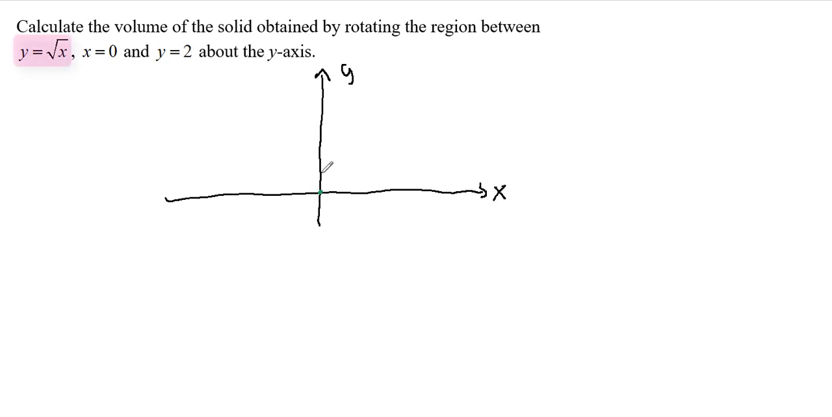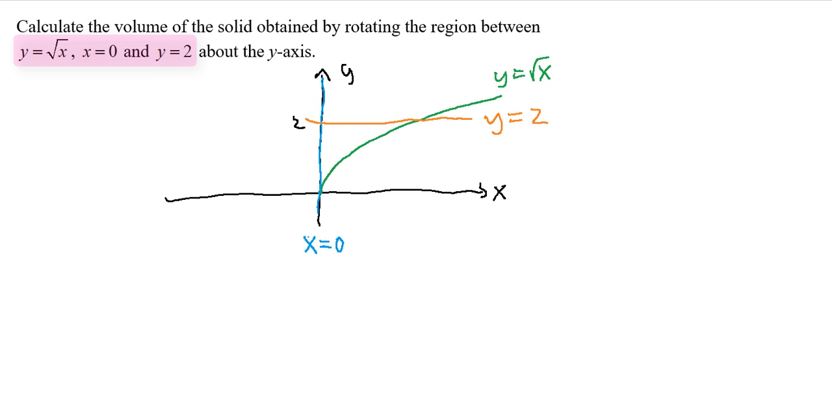Y equals square root of x is our familiar root function that starts at the origin and grows something like this. Let's make sure we also label this on the graph. X is equal to 0 is the y-axis, and here is the line y is equal to 2. Now that we have sketched the three curves, we have found the enclosed region and we will shade it.